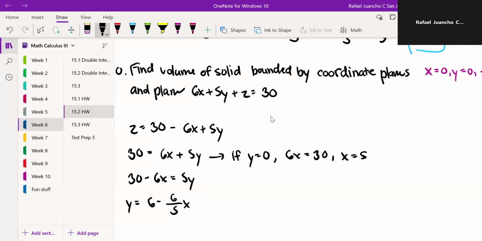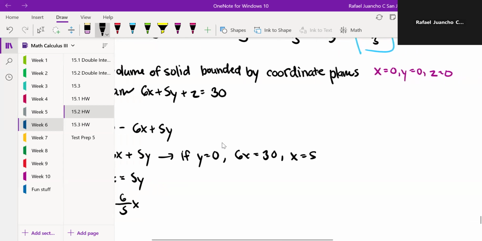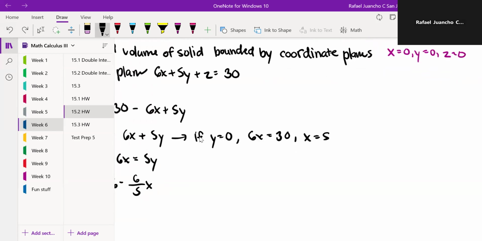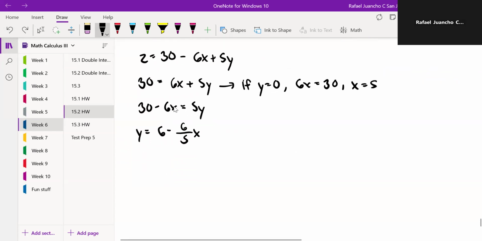Another way we could have done it was get y, or in this case, we get x equals 0. Y is going to be 6, so we have bounds from 0 to 6. And then from there, we can solve for this thing in terms of x. But then we would have to do dx dy, right?